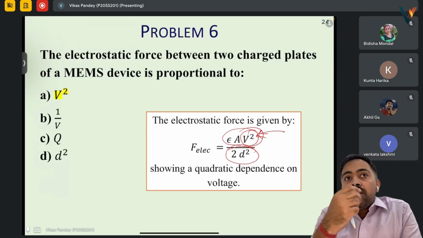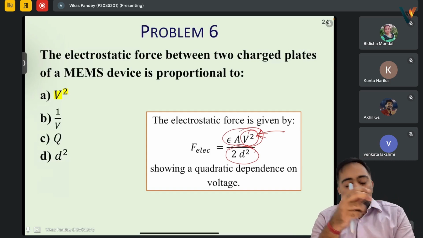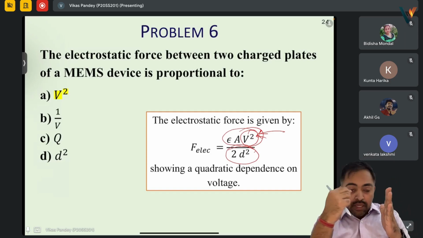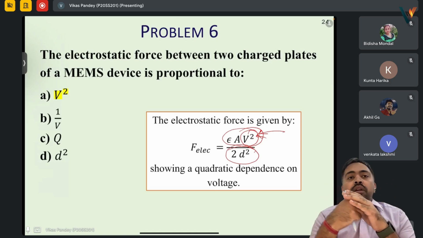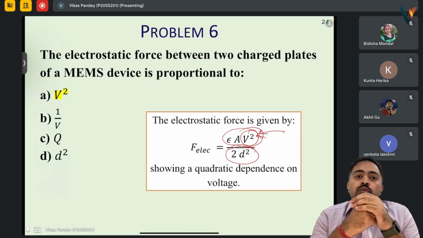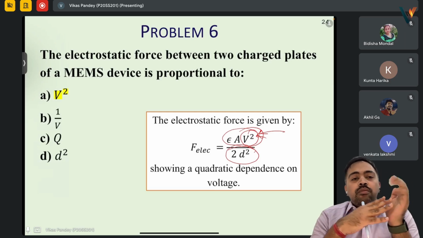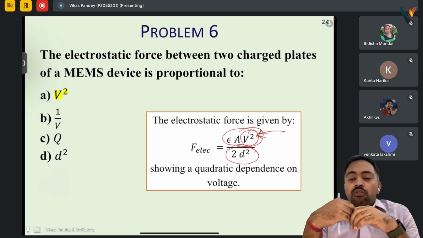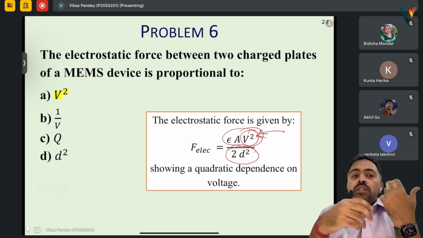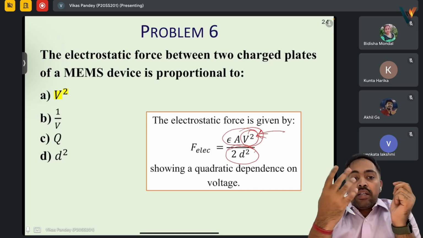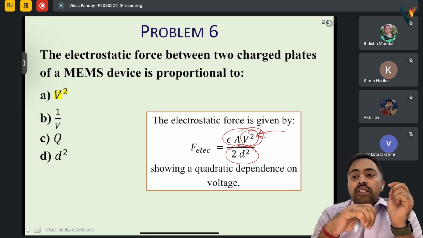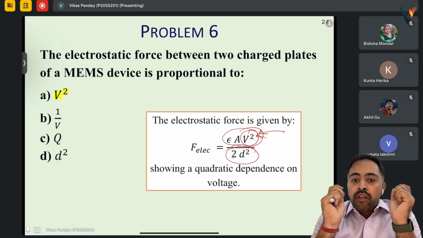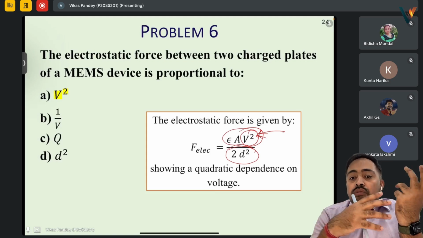So it is not that at 1 voltage the plate is moving say 1 micrometer, and at 2 volt it will move 2 micrometer. No, it will move around 4 micrometer. So this force increases quadratically based on the voltage. That is why we can control it very well using the voltage.